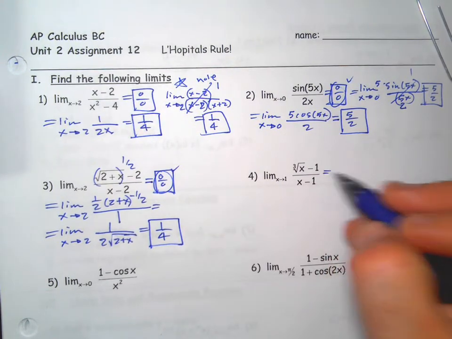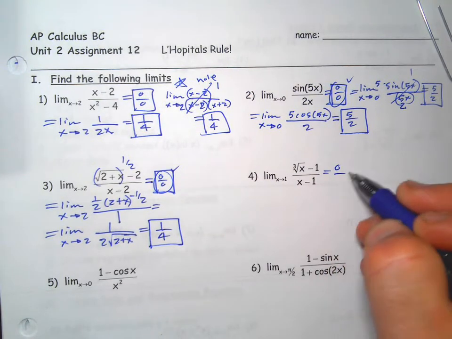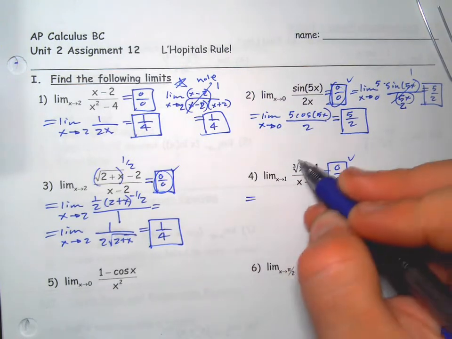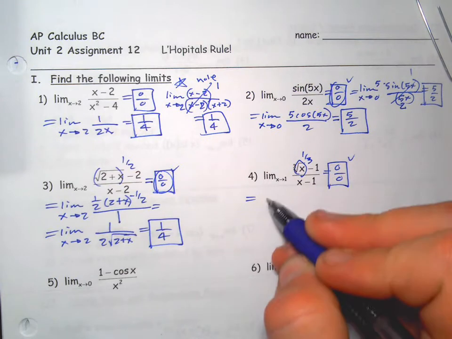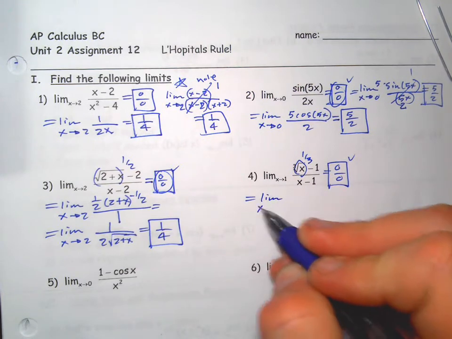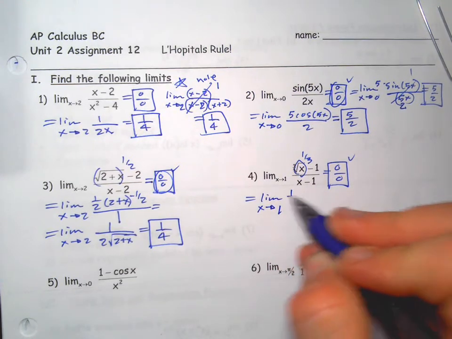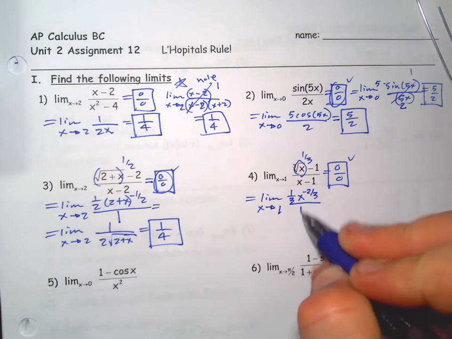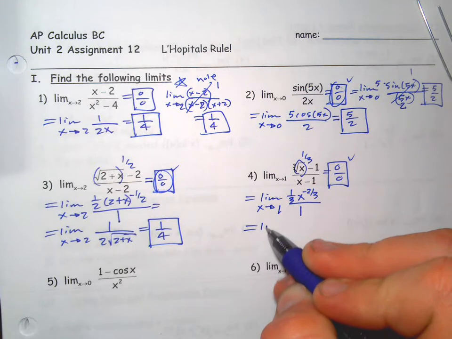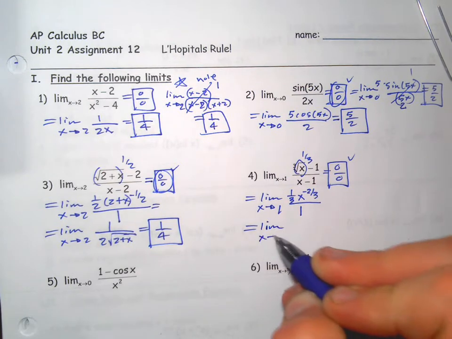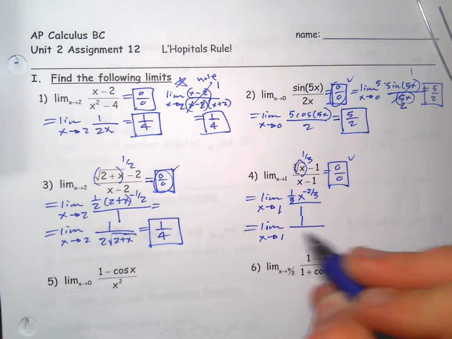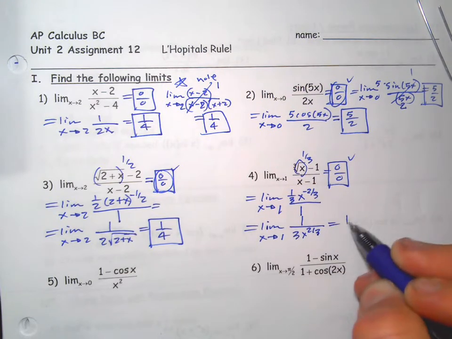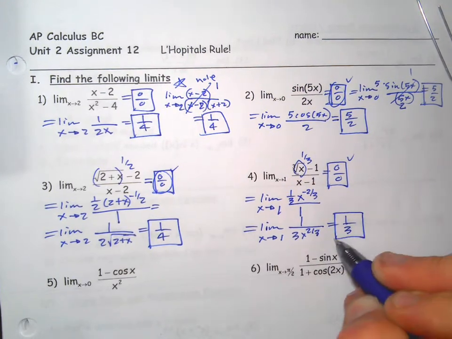Okay, over here, cube root of 1 is 1, minus 1 is 0 over 0, an initial indeterminate form. I want to think of this as a 1/3 power. L'Hopital's rule, 1/3 x to the negative 2/3 over that. I clean it up just to make it a little easier. This is the same thing as 1 over 3 x to the positive 2/3. Plug 1 in that, and you get 1/3.